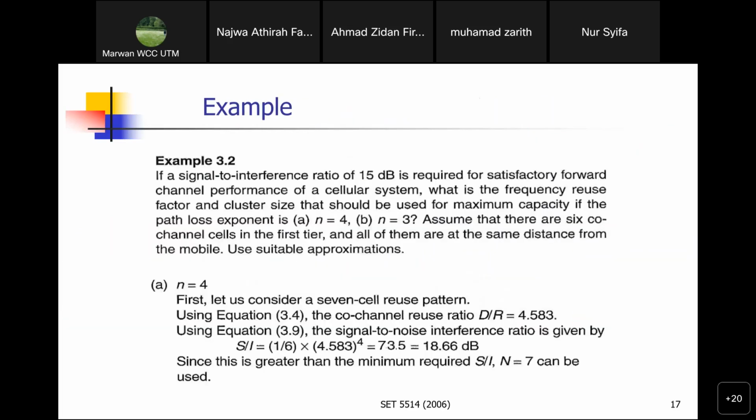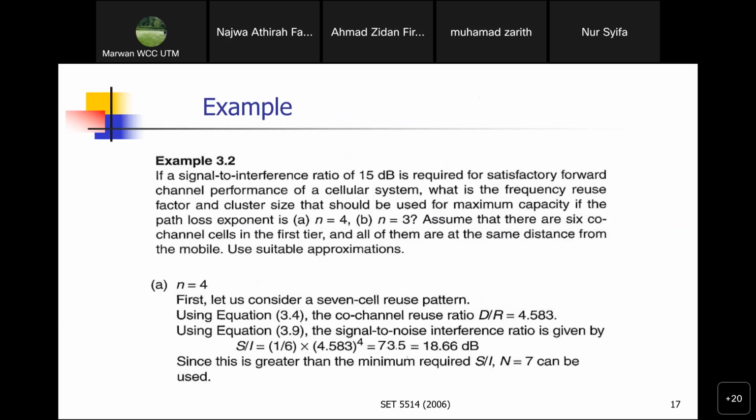Okay, so let's look at another example. If a signal to interference ratio is 15 dB, so the system requires 15 dB, what is the frequency reuse factor and the cluster size that should be used for maximum capacity?